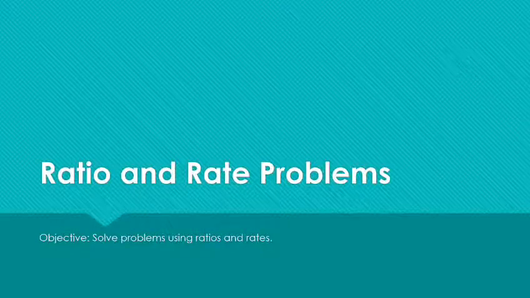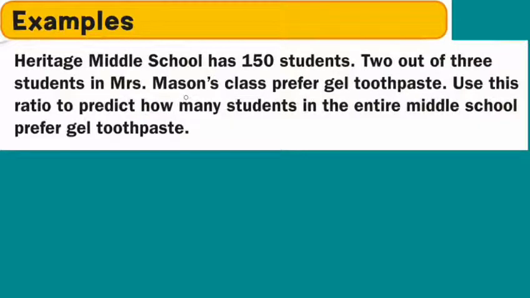Everybody. Today we're going to learn how to solve ratio and rate problems in a fast and easy way. Example: Arithaj Middle School has 150 students. 2 out of 3 students in Mrs. Mason's class prefer gel toothpaste. So we have here 2 out of 3.